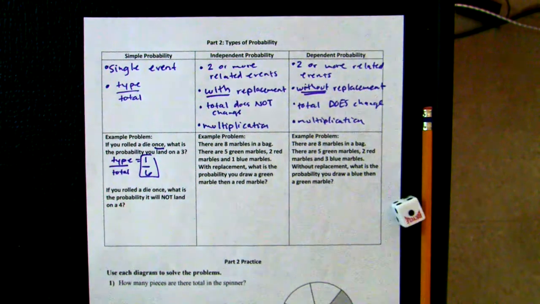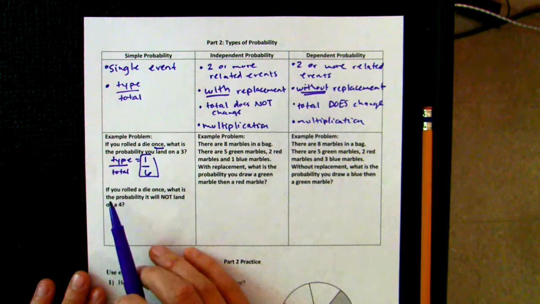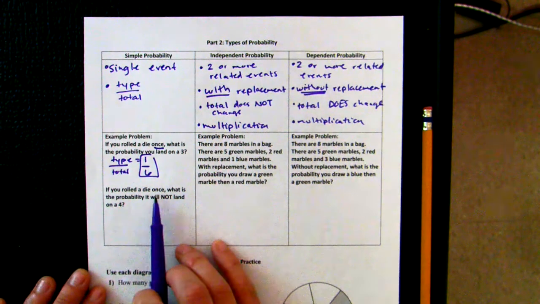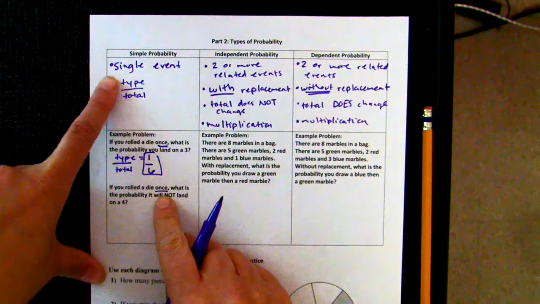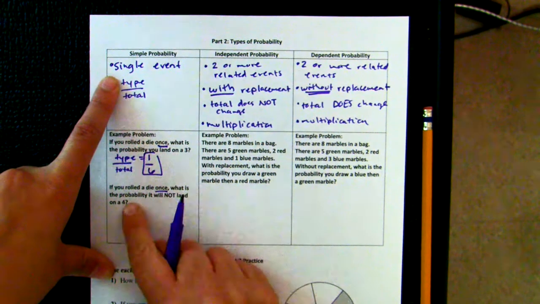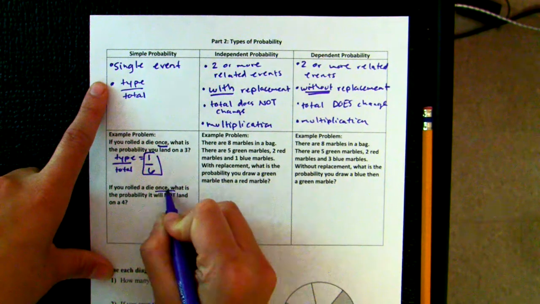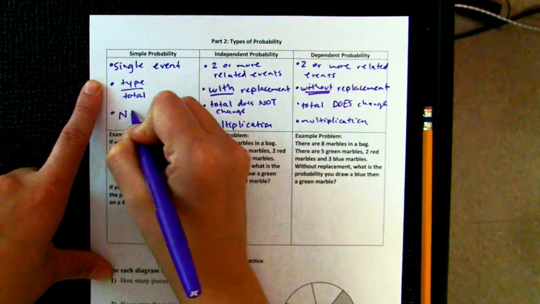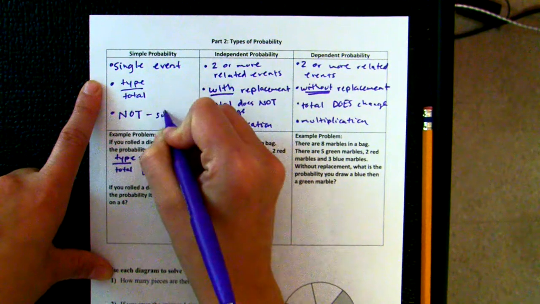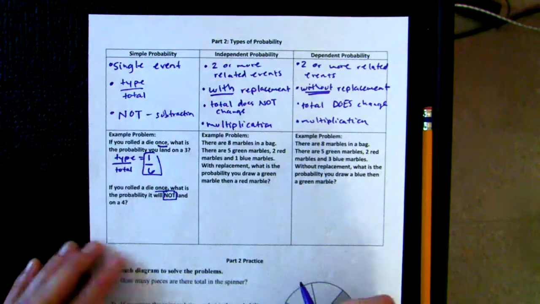See if it happens. No, rolled a 1. No, it's only a 1 in 6 chance. If you rolled a die once, again once, we know that this is simple probability because it's a single event. What is the probability it will not land on a 4? This is a really, really important word here. Not usually means subtraction.